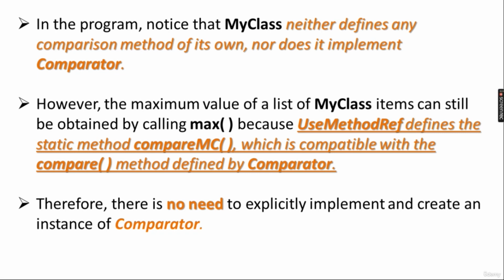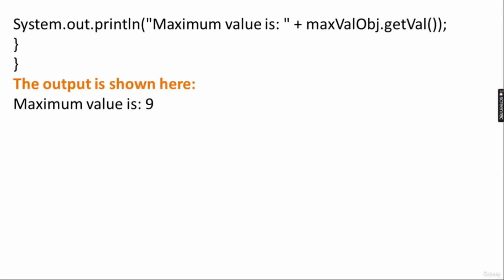Notice that MyClass neither defines any comparison method of its own, nor does it implement the Comparator interface. These two things are very important. The maximum value of a list of MyClass can still be found out or obtained by calling the max, because UseMethodReference defines a static method compareMC, which is compatible with the compare method defined by the Comparator interface. So there is no need to explicitly implement and create an instance of the Comparator interface. So we can directly use it.